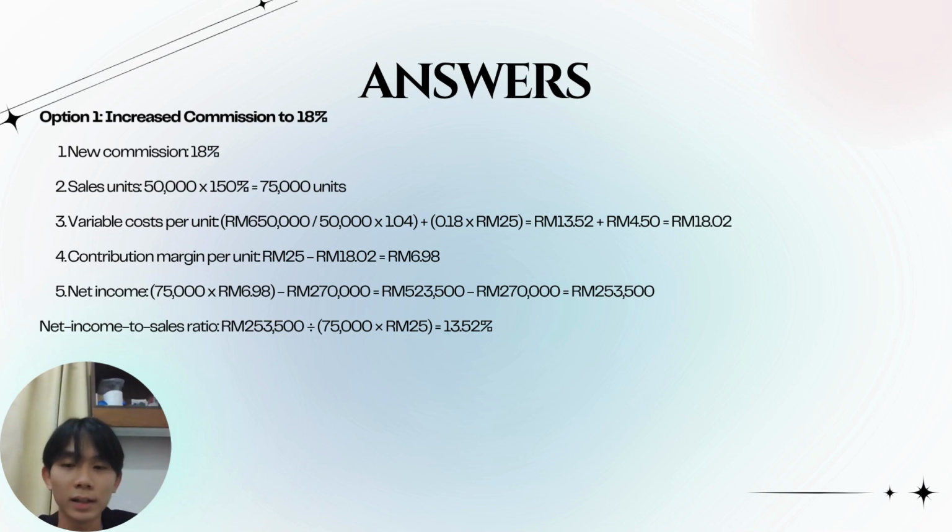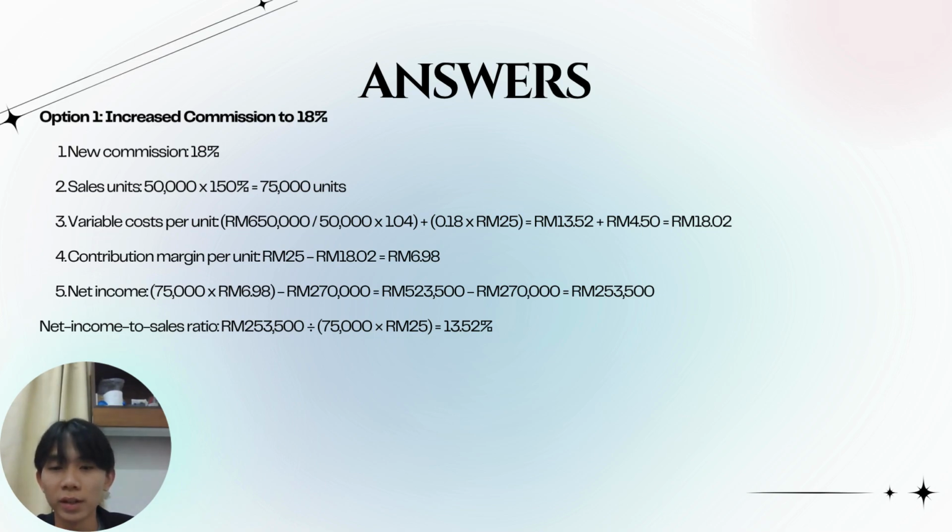For option 1, increase commission to 18%. So here we get the new commission is 18%, and our sales units are expected to increase 50%. So we times the 50,000 units with 150%, and we can get 75,000 units. And for our variable cost per unit, it is 650,000 ringgit divided by 50,000 units times 1.04, plus our 18% of commission times 25 ringgit. So the final answer we can get is 18 ringgit and 2 cents.